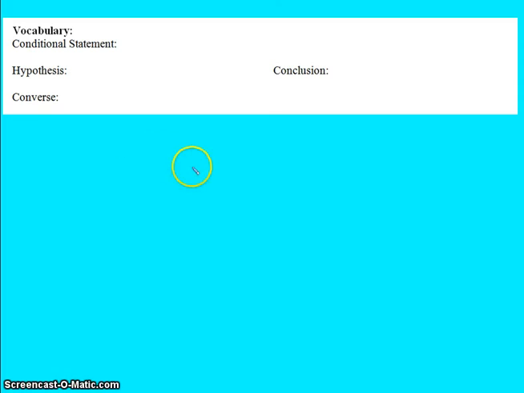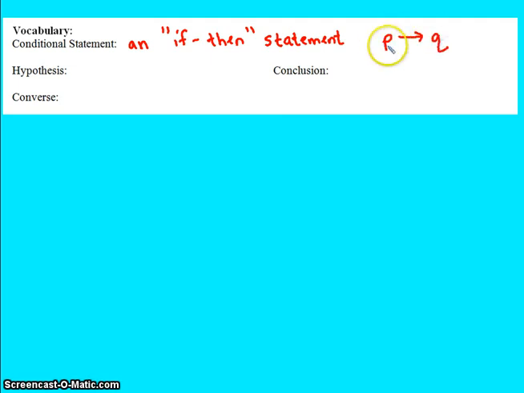So a conditional statement is an if-then statement. And a lot of times in geometry, we will call it if P, then Q. So if P happens, then Q happens. And in a conditional statement, you always have a hypothesis and a conclusion.